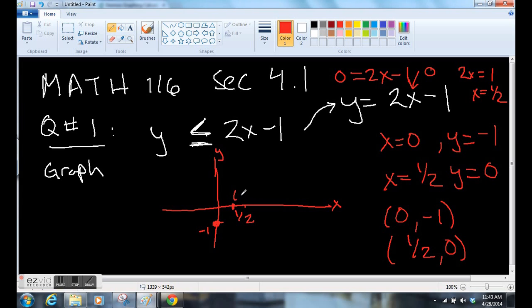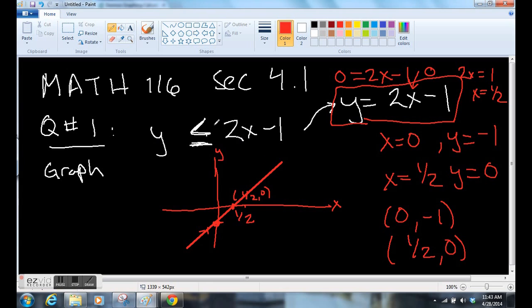So that other point is x equals 1/2, y equals 0, like that. And now draw a line between them. Your line may or may not be perfectly straight, but that'll work like that. Okay, so there's a line. I have only now graphed the line y equals 2x minus 1. I have not yet graphed this linear inequality.